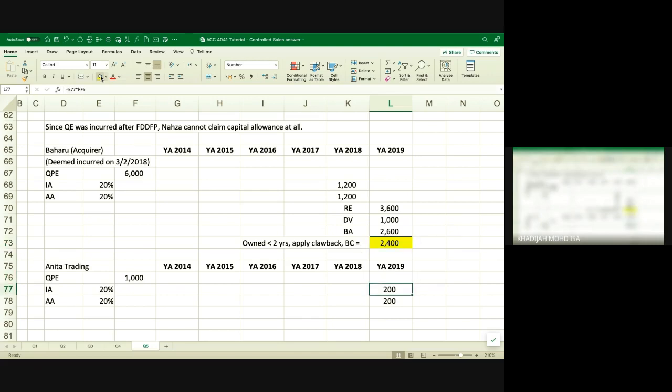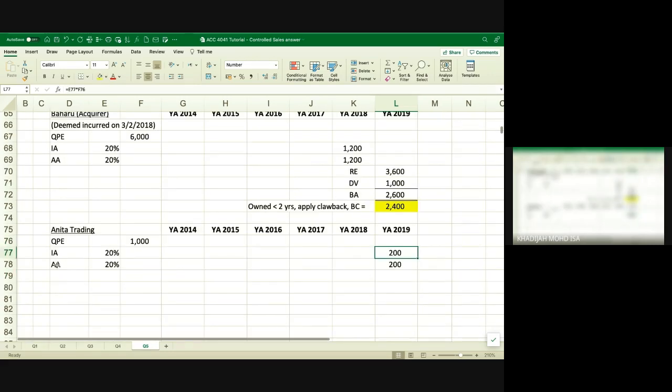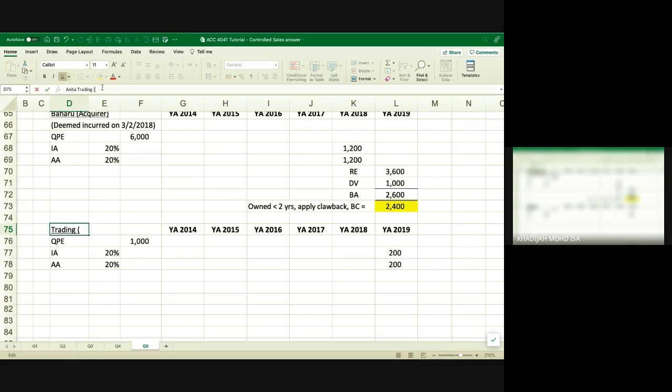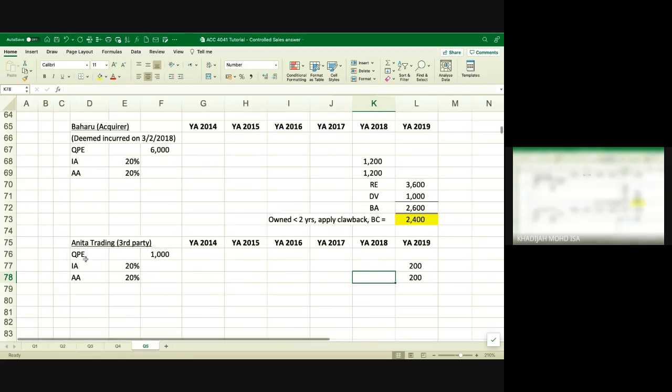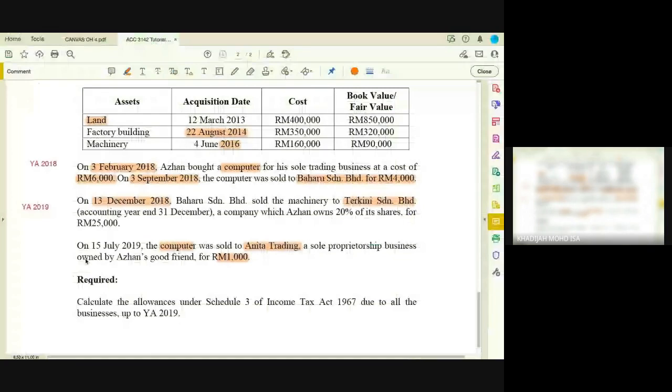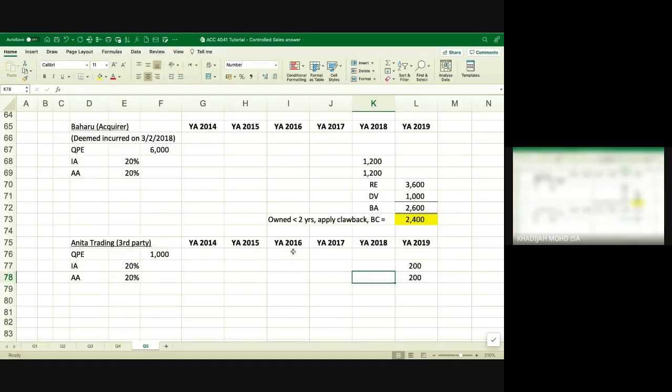And Anita again is a third party. So when Anita is a third party, then you can claim based on QPE 1,000. In YA 2019, they can claim 20% and 20%. Is computer 20%? I'm not sure. I think so. Yeah. So that's how you do the computation.